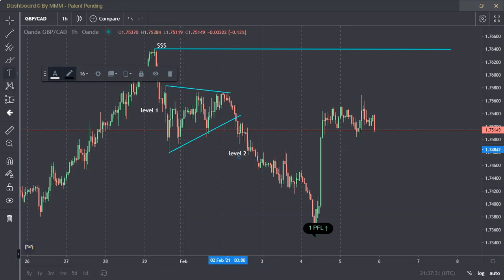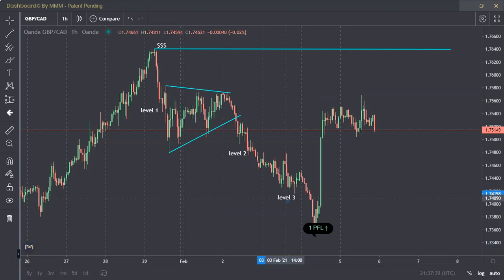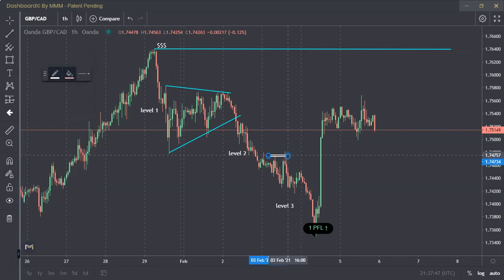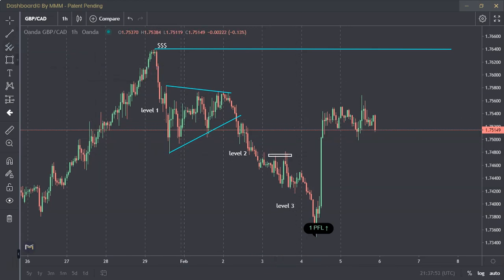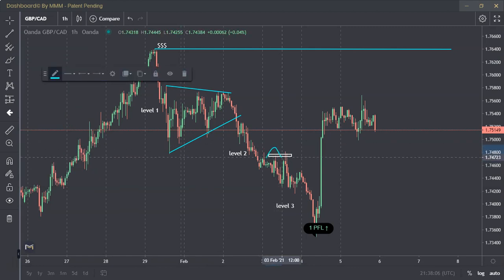on a Tuesday. Then we had a level 3 drop, trapping all the sellers. We had a small M here at the high of the day on Wednesday. Small M, trapping all the sellers here. Trapping all the sellers.